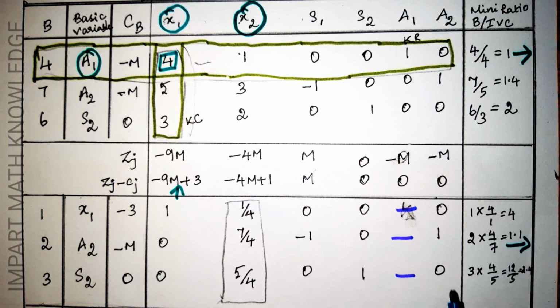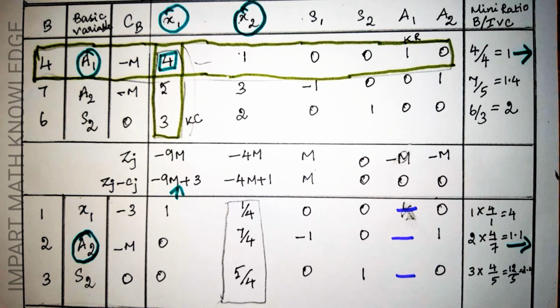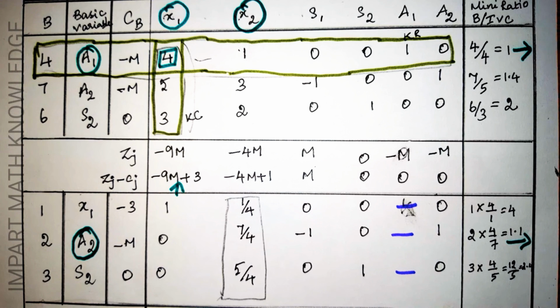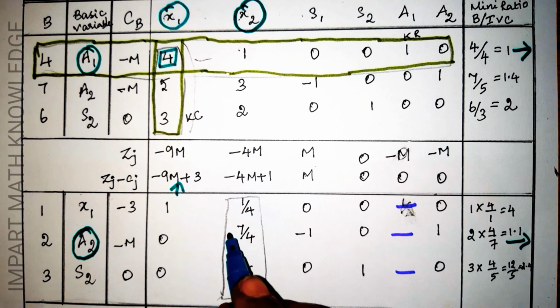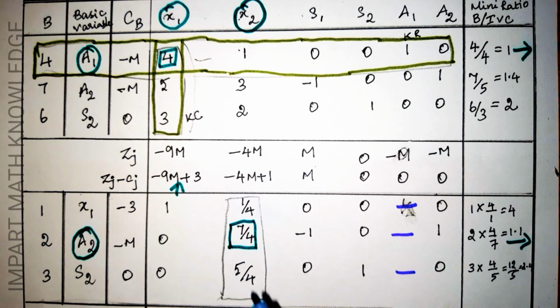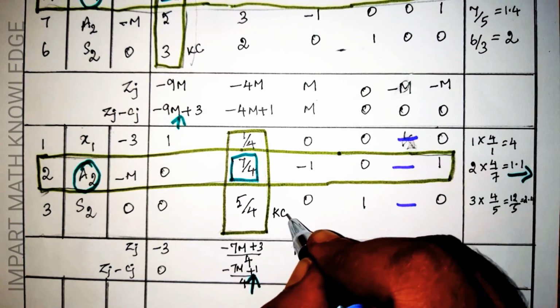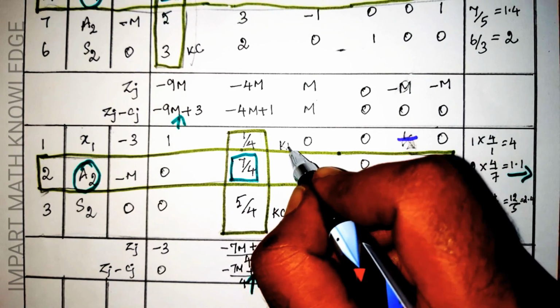Put an arrow mark like this. This arrow mark represents the corresponding variable A2 leaves the table. So entering variable is x2, leaving variable is A2. The intersecting value is 7 by 4. So we can say that as a key value. This is key column and this is key row.